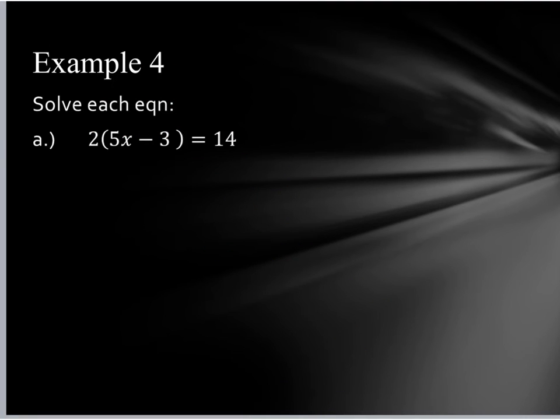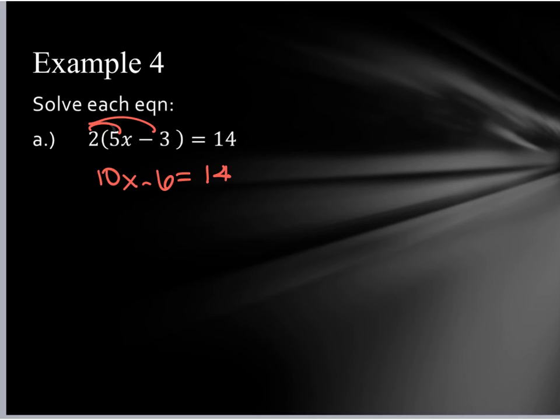Now for our final example, we're going to solve, and I have 2 times the quantity of 5x minus 3 equals 14. For right now, when you are given a distribution problem, please go ahead and distribute before we go ahead and simplify. So this is going to give me 10x minus 6 equals 14.